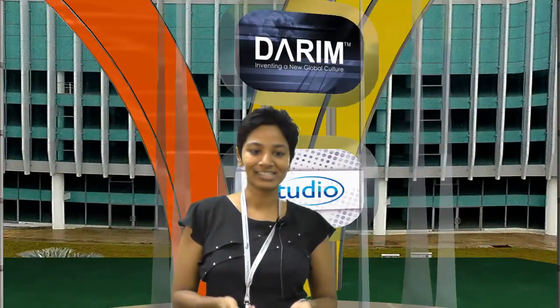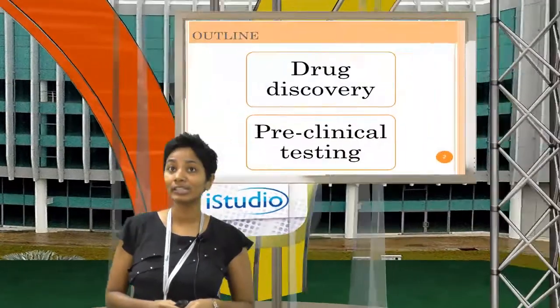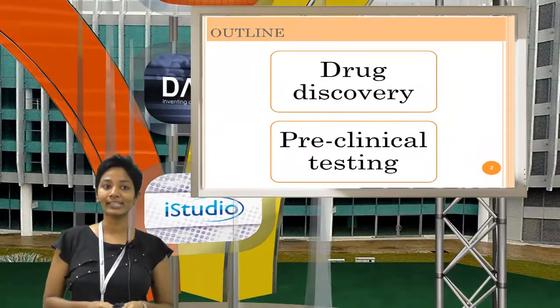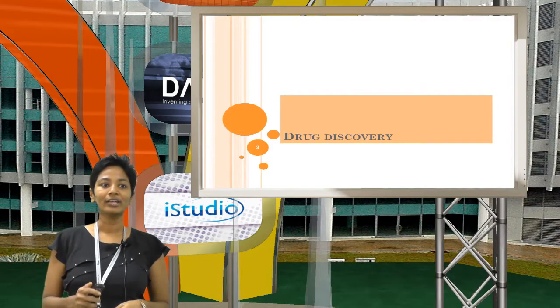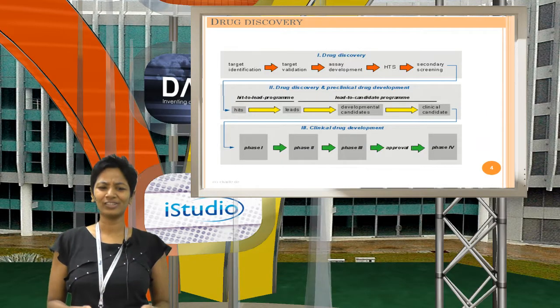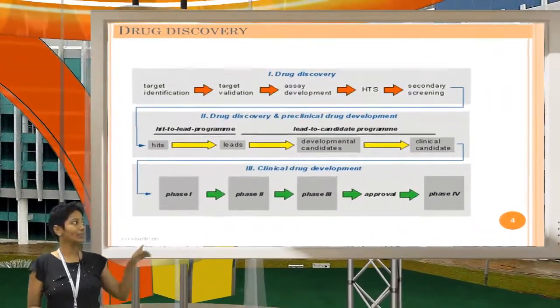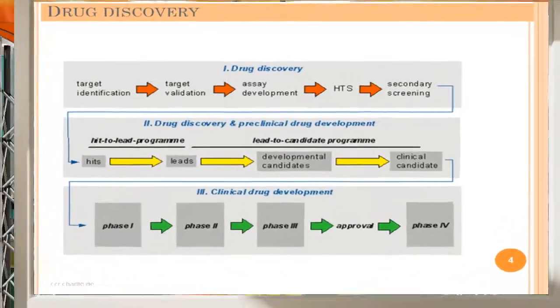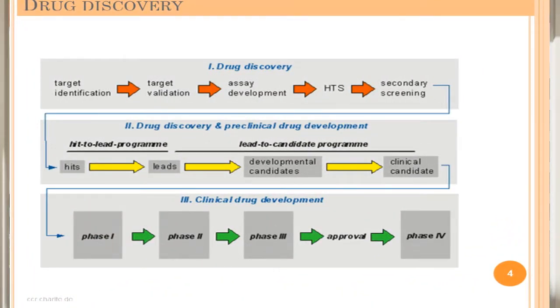Let's start with this. We're talking about drug discovery and preclinical testing. First, let's talk about drug discovery. What actually is drug discovery? If you look at this, first we have drug discovery, then we have the preclinical development, then we have the clinical drug development. When you come over into the clinical drug development, we see that there's approval.